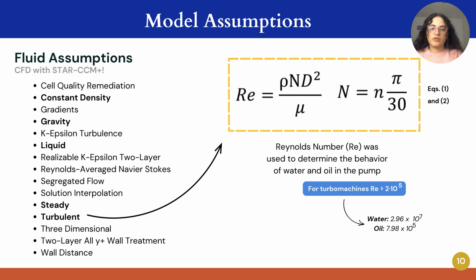With respect to the latter, it was determined whether the fluids, water and oil, had turbulent behavior using the equations of the Reynolds number shown here, considering that for turbomachines, if the value of the Reynolds number is greater than 2 times 10 to the fifth, it is considered turbulent flow. For both water and oil, they gave turbulent flow with calculated values of 2.96 times 10 to the 7th and 7.98 times 10 to the 5th, respectively.